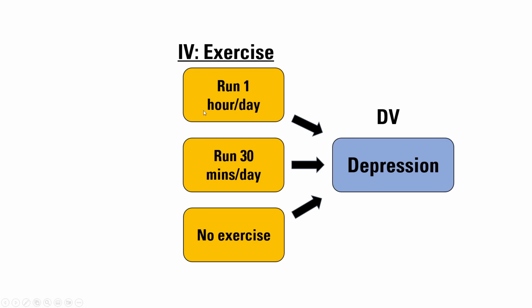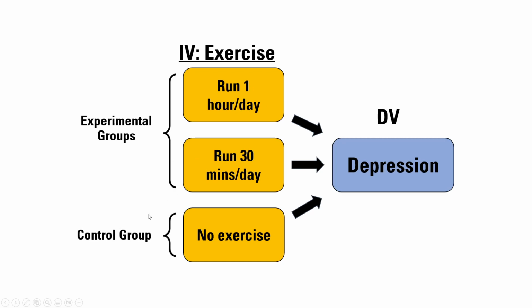But say I wanted to group people into different experimental groups for this study, right? Or actually, I kind of use that term incorrectly because the experimental groups are the ones who are receiving treatment. So say one group is running 1 hour a day, one group is running 30 minutes each day, and then the control group, which gets 0, is getting no exercise. That's an example of how we might categorize this.